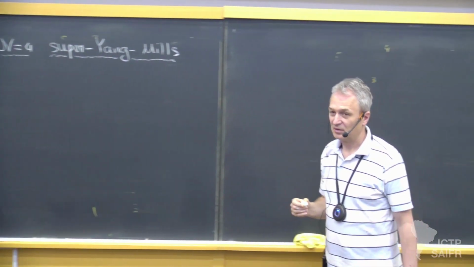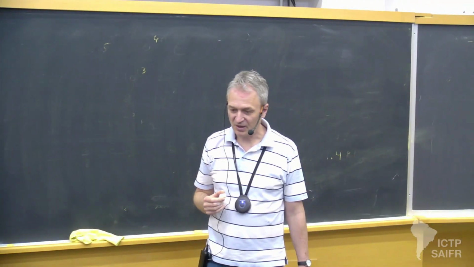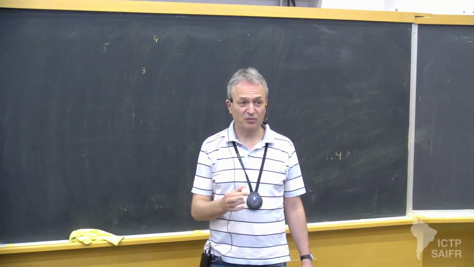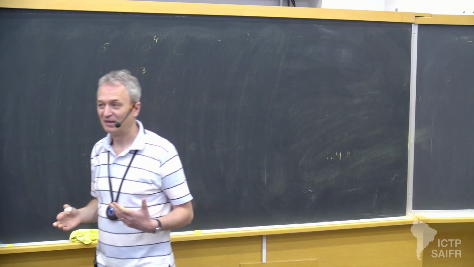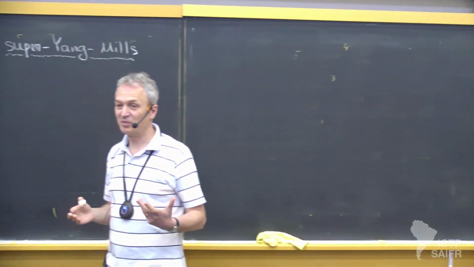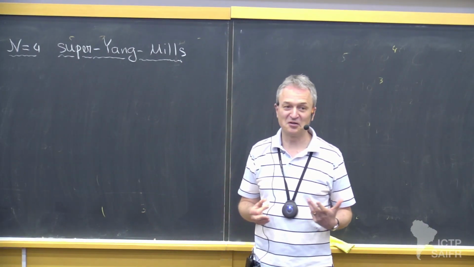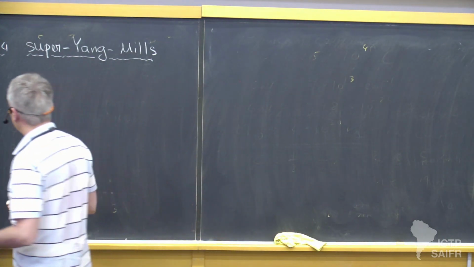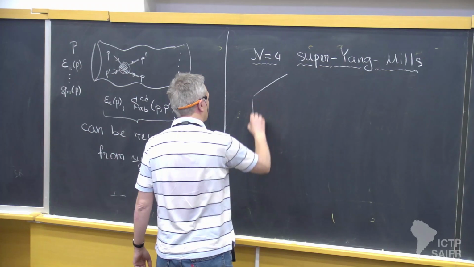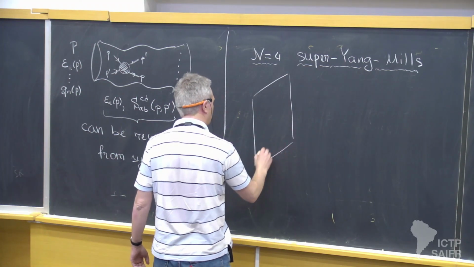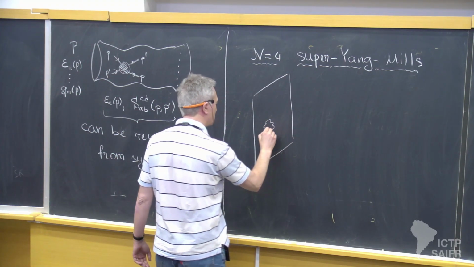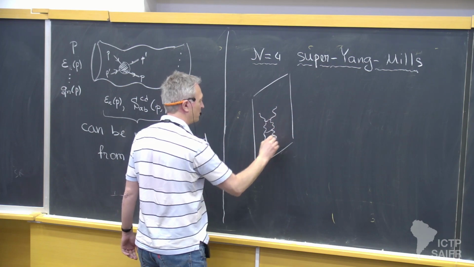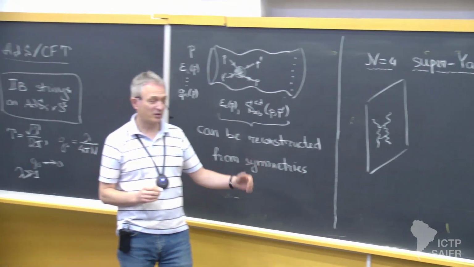So, as you have learned from previous lectures, N=4 super Yang-Mills is secretly a 10-dimensional theory, right? So it lives on the brane that is embedded in 10-dimensional space. So the interactions or particles can propagate only on this brane.